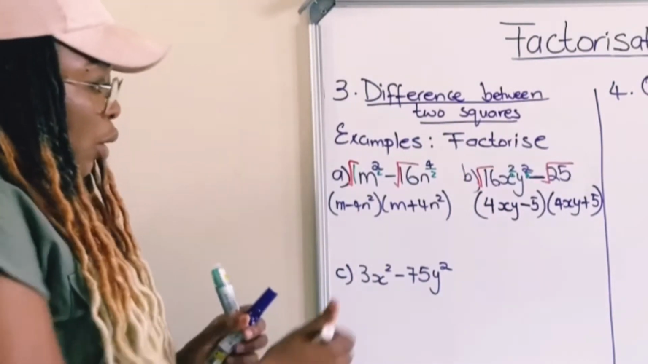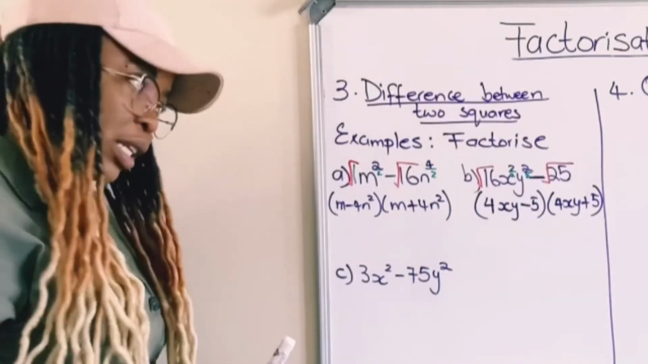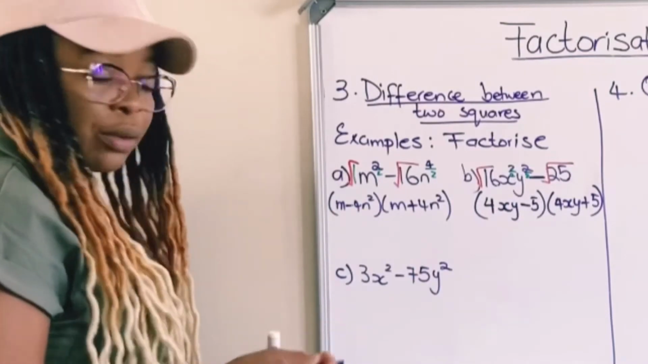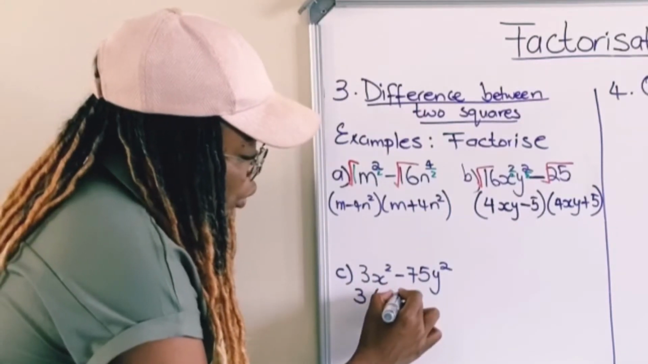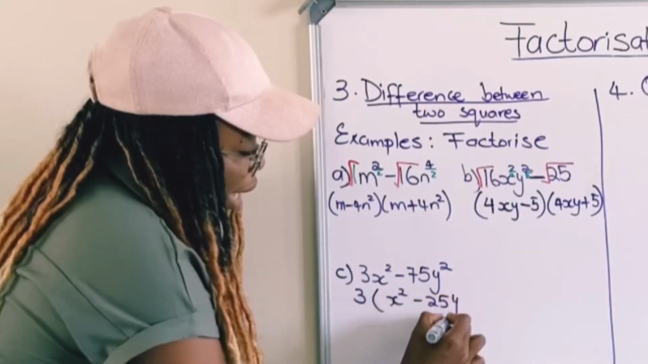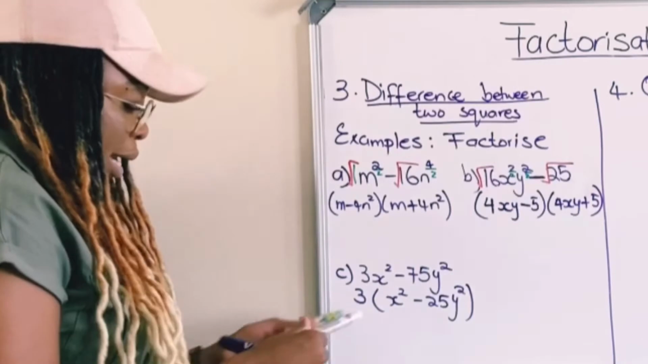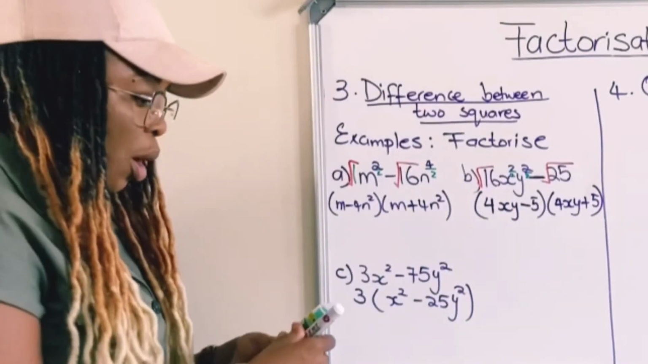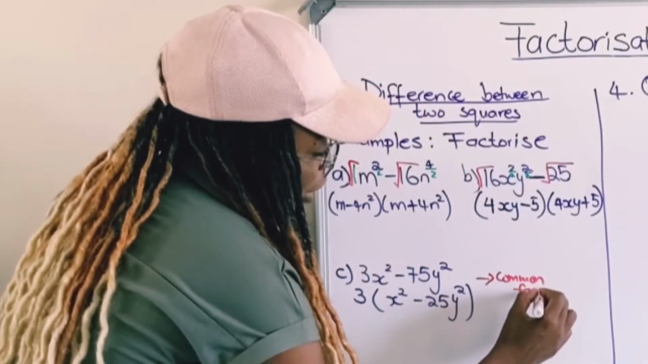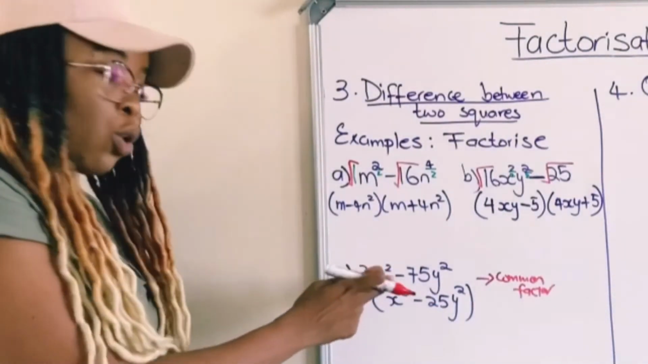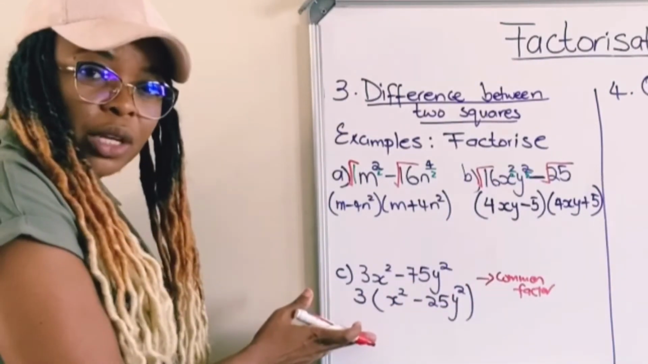Then we go to the last one. We see that we do not have square numbers here, but we know that 3 and 75 have a highest common factor, so we can factor out 3. Then we are left with x to the power of 2 minus 25y to the power of 2, because 3 goes into 75 25 times. That was me applying common factor. How do I know I can apply common factor? Because although there's a minus and the powers are even, the coefficients were not square numbers. I see they have something in common, so I can use it.